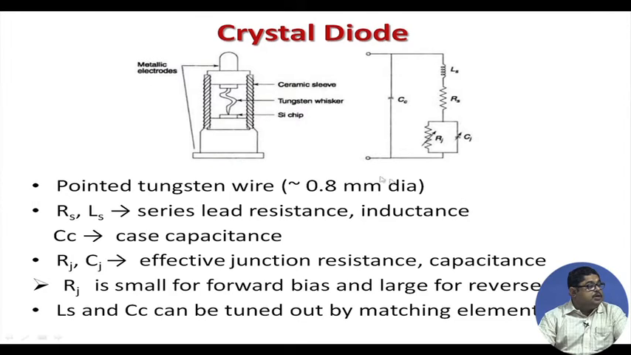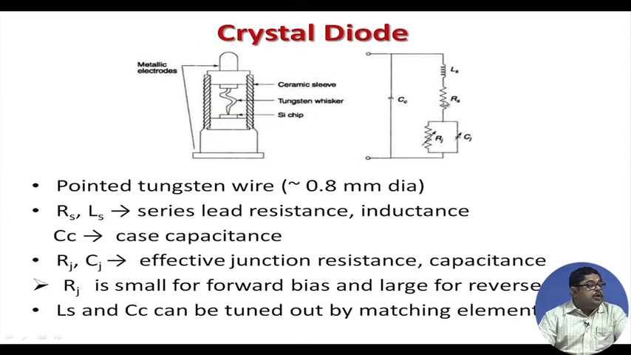Now, what is this detector? This is basically a crystal detector. There is a pointed tungsten wire, so this is sometimes also called a point contact diode. The diameter is roughly 0.8 millimeter. Now, this is a silicon chip. The tungsten makes a contact with that silicon chip, and that acts as a diode, metal and silicon. So, just like a Schottky barrier, you have the semiconductor and metal in contact, so you get a diode there.